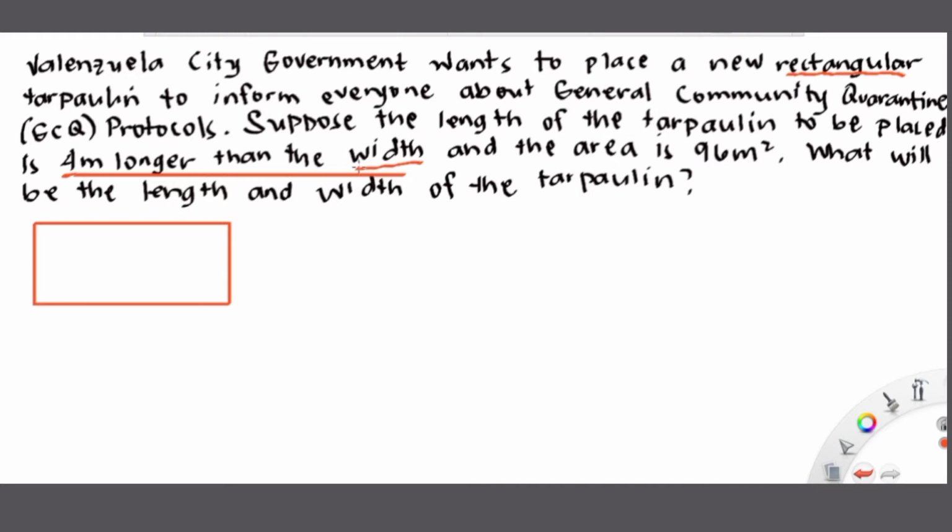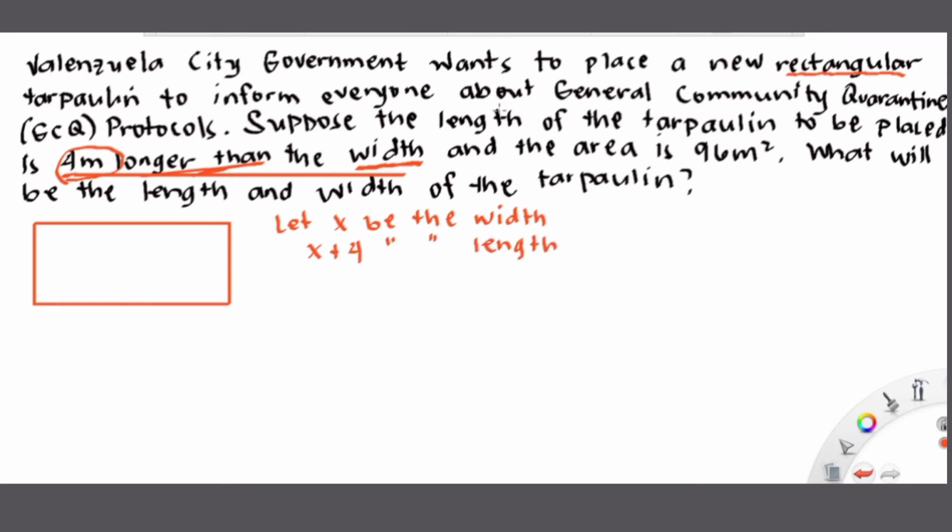So, let's start with the width first because yung length natin is 4 meters longer than the width and we do not know yet what is the width. So, let us represent a variable for width. So, let x be the width. Alright? So, hindi natin alam, so we represented this with x. And then, the length, ang sabi, 4 meters longer than the width. So, longer than, it means that the operation is addition. So, the width plus 4. So, that will be the length.